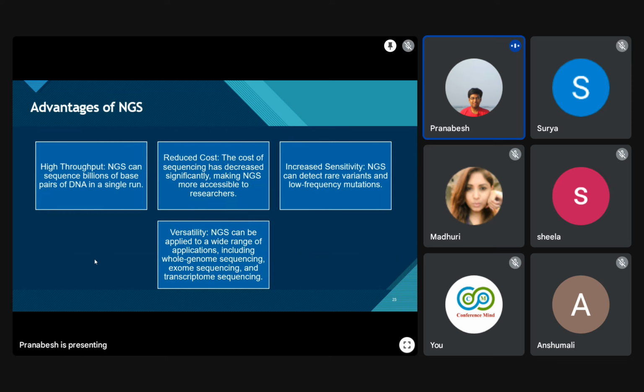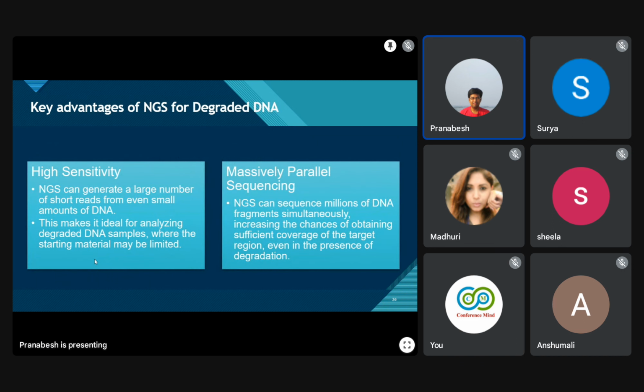Increased sensitivity. So definitely NGS can detect the rare variants, which cannot be detected through Sanger sequencing, and the low frequency mutations. Next is versatility. So NGS can be applied to a wide range of applications, including whole genome sequencing, exome sequencing, and transcriptome sequencing.